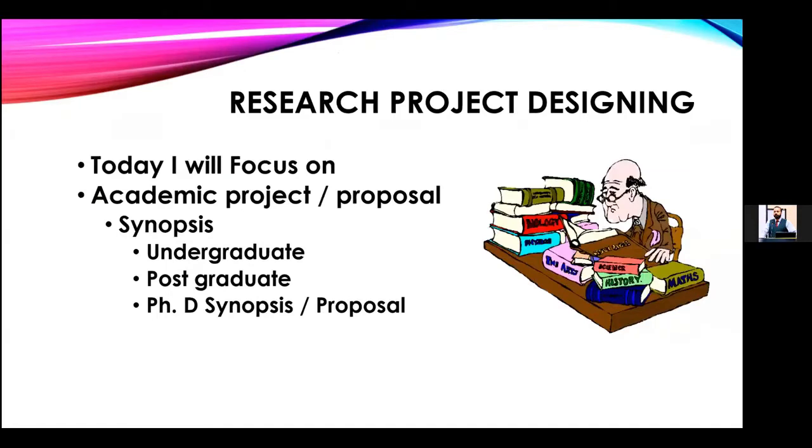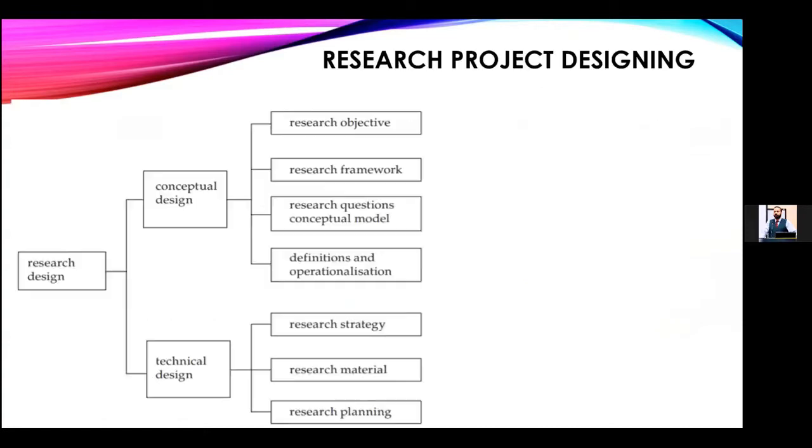Today I will put more focus on the academic project or academic proposal, that is synopsis for undergraduate, postgraduate, and PhD synopses and proposals. This is just a glimpse so that you can think in your mind what we will talk about today. While designing a research project, there are two main things. One is conceptual design, the other is technical design. Among the conceptual design, there are research objectives, the research framework, research questions, and conceptual models. There are a few related and important definitions and operationalization of the things.